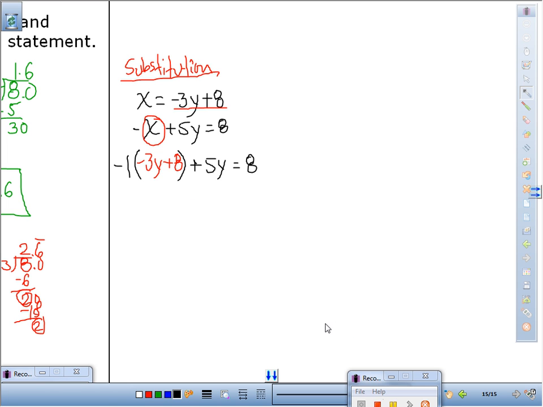Here we go. So to solve that equation, I need to get rid of grouping symbol, so I need to distribute this. Negative 1 times negative 3y, that becomes 3y. Negative 1 times positive 8, that's negative 8. I bring down the plus 5y equals 8. I continue solving this by combining like terms. 3y plus 5y, that's 8y. Bring down the negative 8, the equal, and the 8.